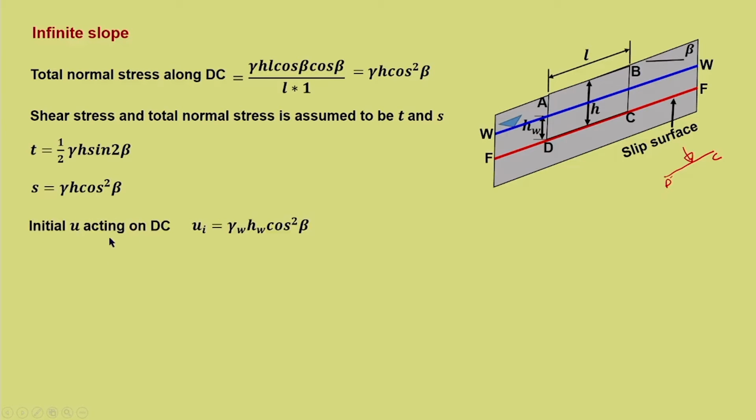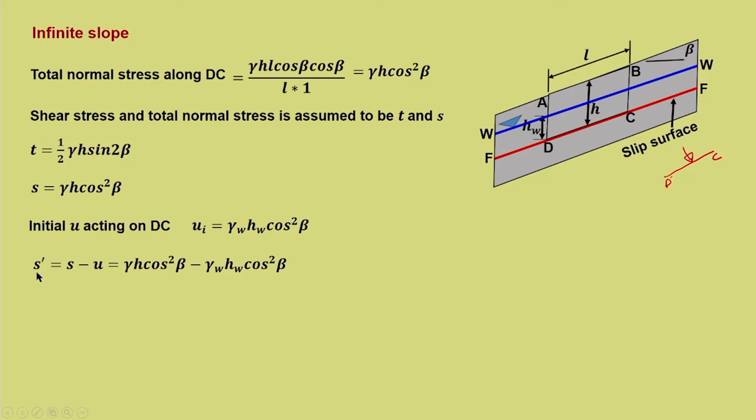We also have a static pore water pressure, the initial U acting on DC, which will be the same as the normal stress. So, always the pore water pressure is influencing the normal stress. So, we take the normal component, that is Ui is gamma W H W cos square beta, same as this, only the change is height and the unit weight corresponds to that of water. So, we can find out what is S dash.